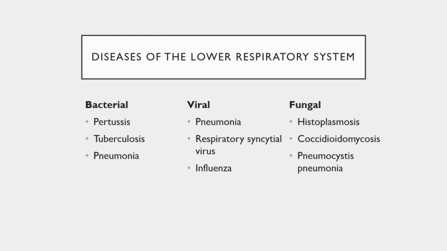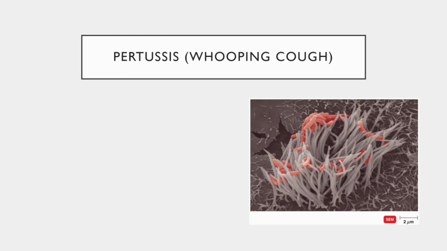Here is the list of infections we will be looking at in the lower respiratory system. We have three that are bacterial in origin: pertussis, tuberculosis, and pneumonia. Three that are viral in origin: pneumonia, respiratory syncytial virus or RSV, and influenza. And three that are fungal: histoplasmosis, coccidioidomycosis, and pneumocystis pneumonia. So let's begin with those that are bacterial.